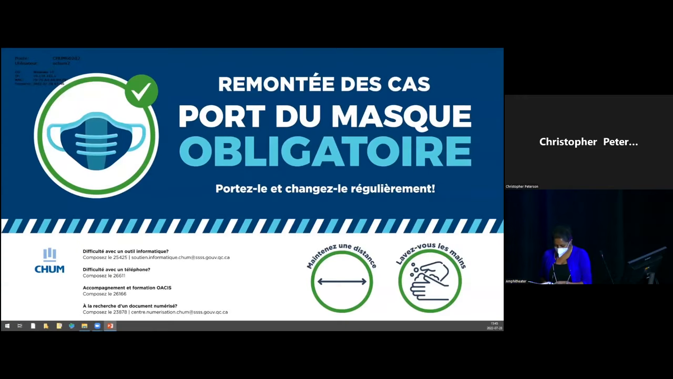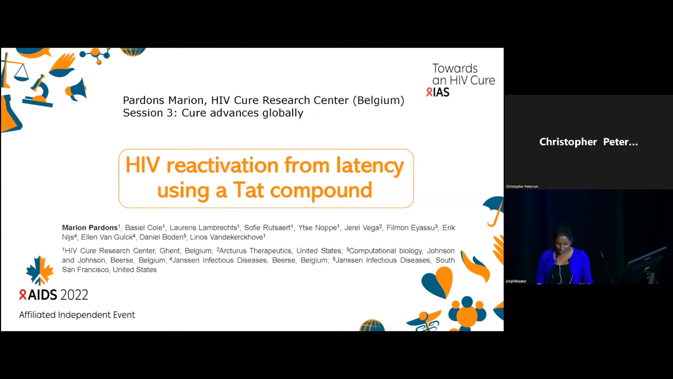Right, our last speaker for the session is Marian Puddams, who's a postdoctoral fellow at the HIV Cure Research Center in the laboratory of Linus Wenmetroth. After her studies in biomedical sciences at the University Libre de Bruxelles, Marian moved to Montreal to start her PhD program in the laboratory of Nicola Schumann. There, she developed a new assay to quantify and characterize the latent HIV reservoir. Her project aims at identifying potent latency reversing agents. She'll be presenting on HIV reactivation from latency using a TAT compound. Welcome.